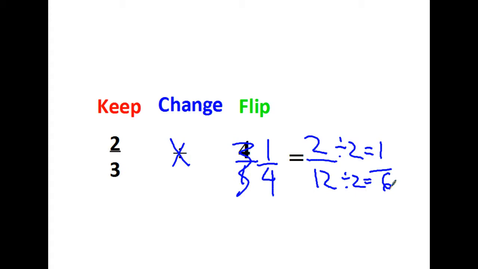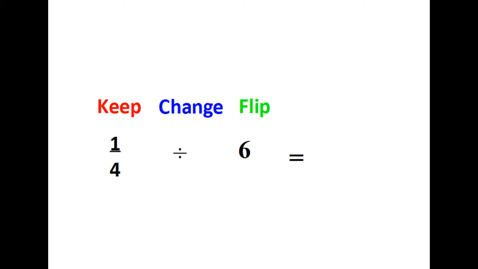In other words, if there was 2/3 of a pound of something, 4 people wanted it, everybody's going to get 1/6 of a pound. 1/4 divided by 6, remember, keep, change, flip. 1 times 1 is 1, 4 times 6 is 24, answer is just 1/24. Nothing else to simplify if I got a 1 on top.